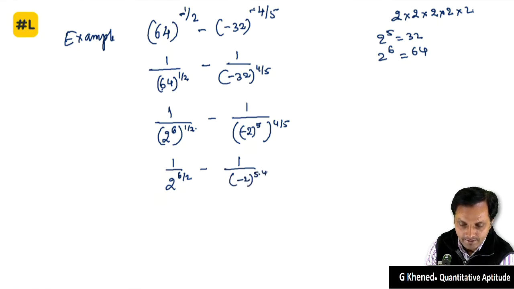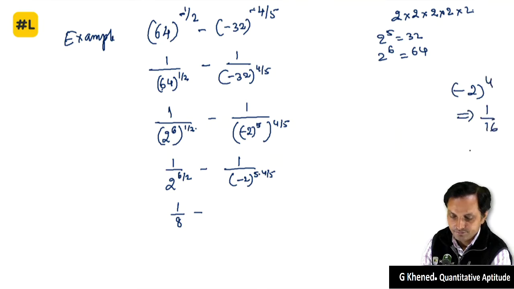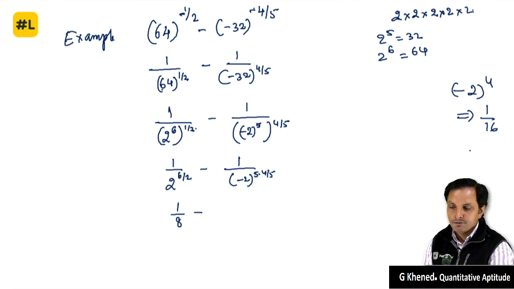5 into 4 by 5, that should give you 1 by 2. Ones are 2, 3s are 6, 2 power 3 is minus 1 by 8, and this will give you, you can cancel that 5 and 5, so minus 2 power 4, that will be 1 by 16. Minus 2 power 4 is minus 2 into minus 2, 1 by 16.